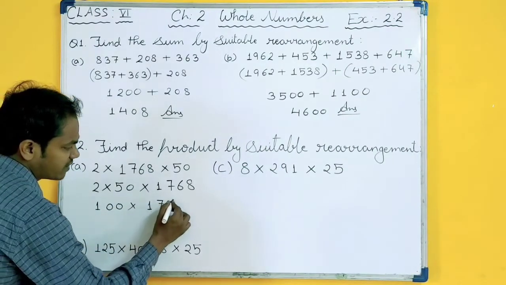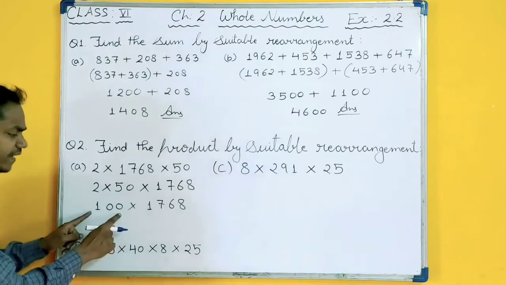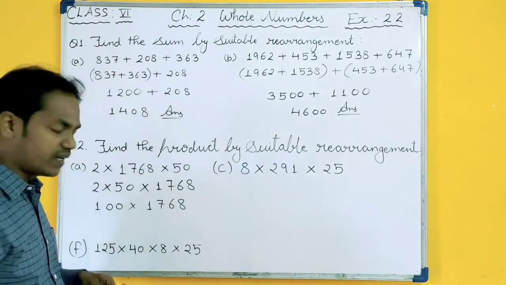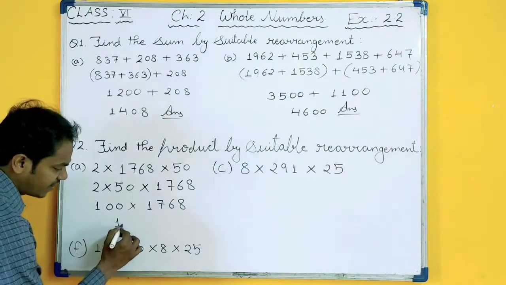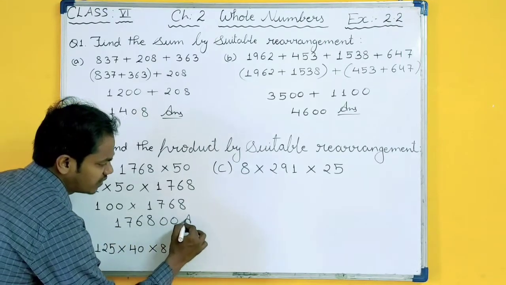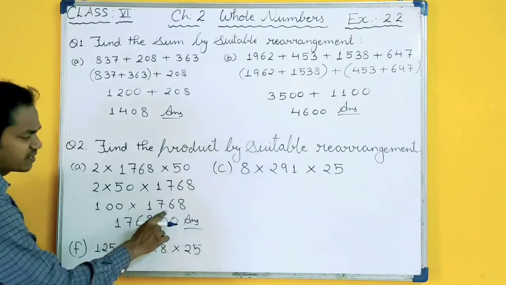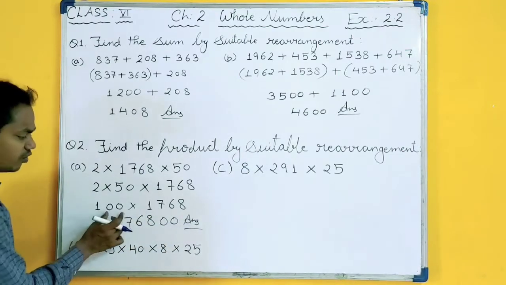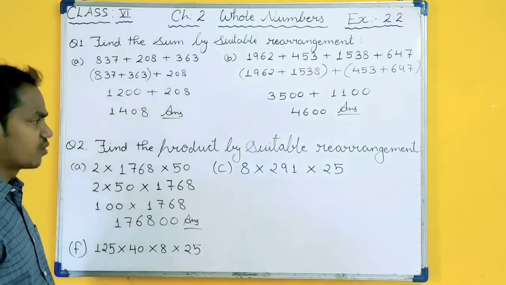Multiply by 1768. And to multiply any value by 100 is very easy. You will get the direct answer, 17680. I have multiplied 1768 by 100. You only have to put two zeros at the end.